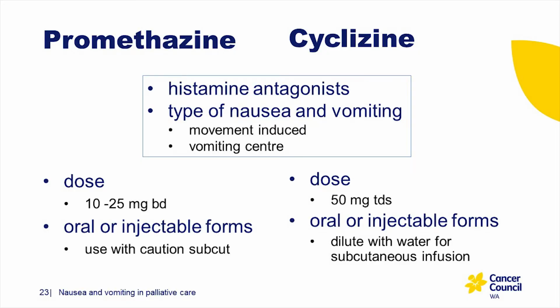Then we have two antihistamine antiemetics, promethazine and cyclizine. Promethazine is generally more sedating than cyclizine, but both medications being antihistamines can cause sedation. The doses, promethazine is generally 10 to 25 milligrams BD, whereas cyclizine is 50 TDS. They're different types of medications, so the dosing is quite different, and we need to remember that.